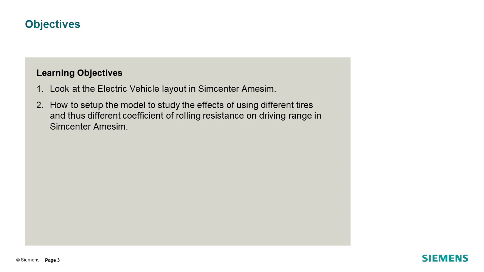In the context of this topic, we will look at how SimCenter Amesim can be used to study the effects of different tire sizes, and thus coefficient of rolling resistance, on battery capacity and vehicle drive range. We will create a study manager where a matrix of different coefficients of rolling resistance will be used to observe its effect on vehicle driving range. For the sake of simplicity, the tire size will be kept constant, with an assumption that its coefficient of rolling resistance changes in each iteration.